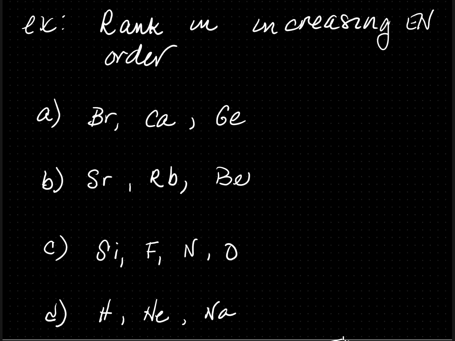So determine if they are in the same period or family, or if they have something in common. A, we have Br, Ca, and Ge. They are in the same period. As I go across left to right on the periodic table, electronegativity increases. So increasing order is from small, so my smallest one is going to be on the left side. That's going to be calcium, then Ge, and then Br.